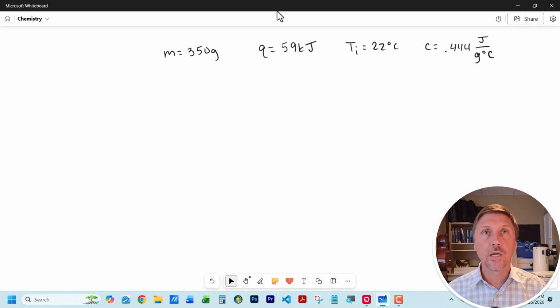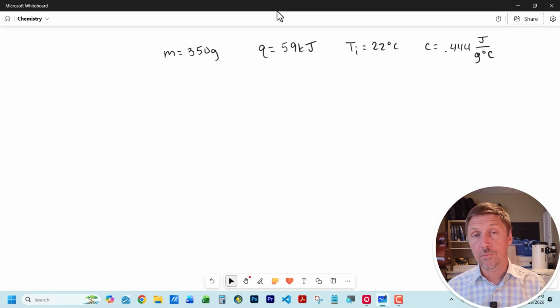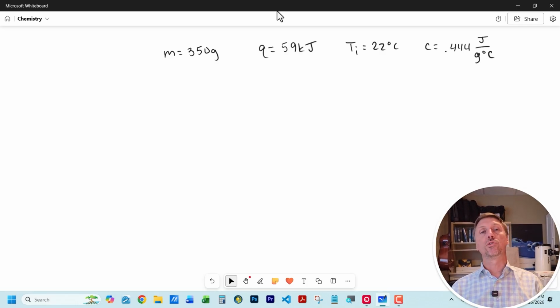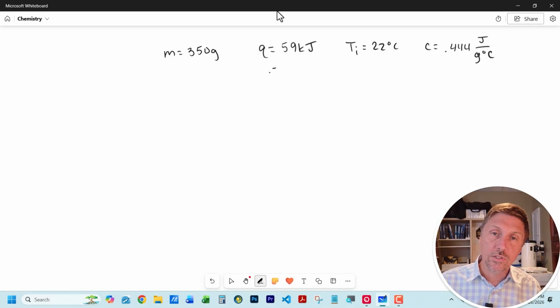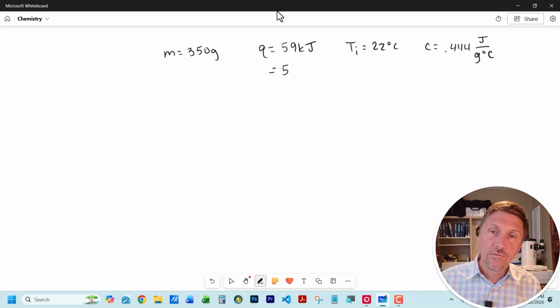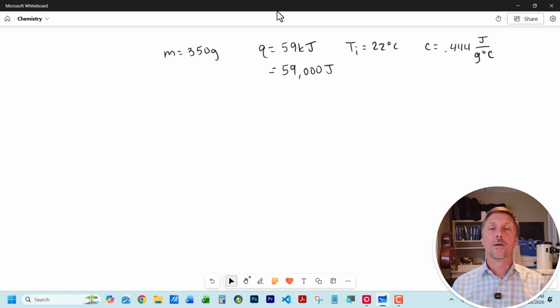But if we're going the opposite direction, if we're trying to go from kilograms to grams, then we would have to move our decimal place 3 places to the right. And so in this case, we're going from kilojoules to joules. So we're going to move our decimal place 3 places to the right and say that since it's 59 kilojoules, that makes it 59,000 joules. All right, so that's the number that we're going to have to plug into our equation.